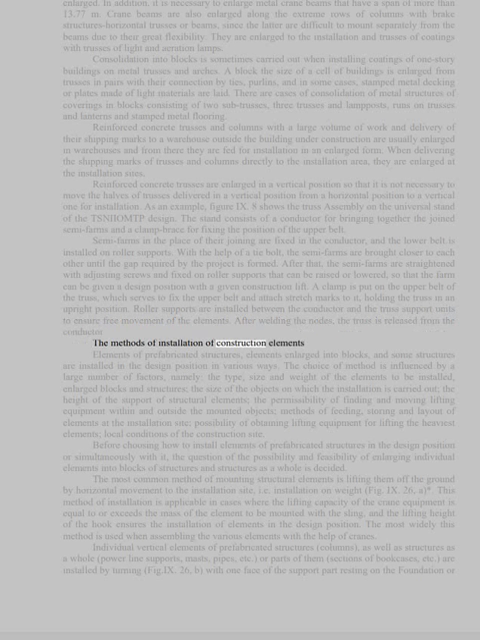The methods of installation of construction elements of prefabricated structures, elements enlarged into blocks, and some structures are installed in the design position in various ways. The choice of method is influenced by a large number of factors, namely, the type, size and weight of the elements to be installed, enlarged blocks and structures, the size of the objects on which the installation is carried out, the height of the support of structural elements, the permissibility of finding and moving lifting equipment within and outside the mounted objects, methods of feeding, storing and layout of elements at the installation site, possibility of obtaining lifting equipment for lifting the heaviest elements, and local conditions of the construction site.